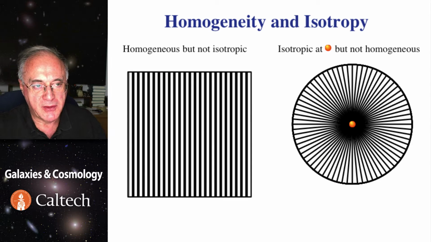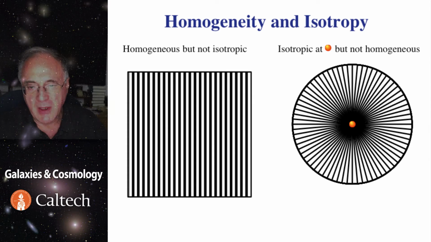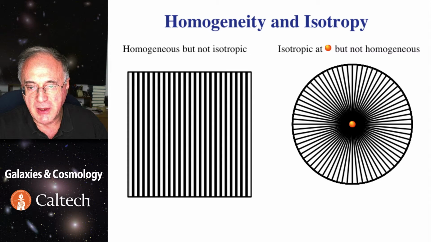The picture on the left is homogeneous. You can be anywhere in an infinite plane covered with stripes and it looks the same. But it's not isotropic. The stripes have a given direction, so it's not the same along the stripes or orthogonal to them. The picture on the right is isotropic from the point in the middle. Same in all radial directions, but it's clearly not homogeneous.